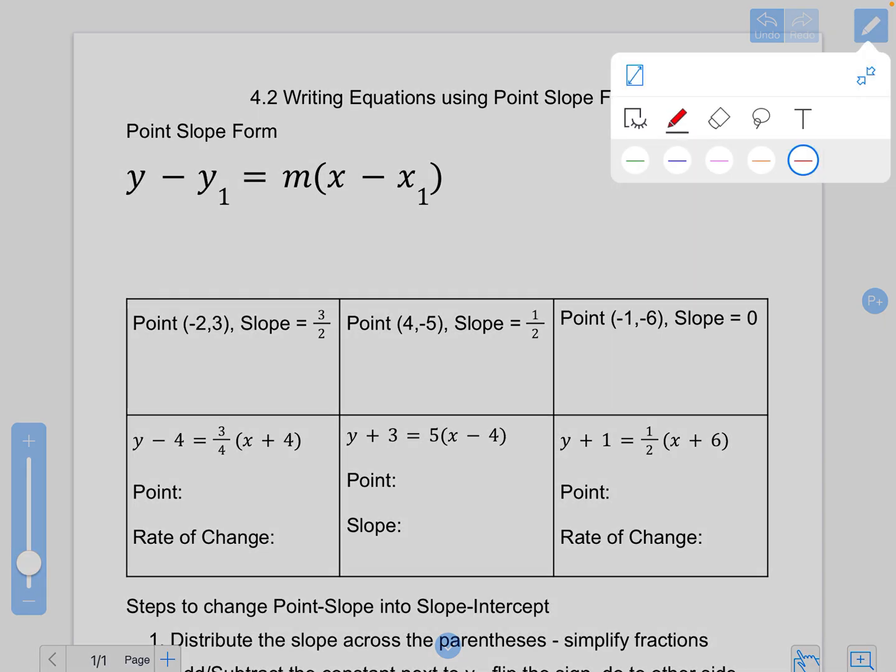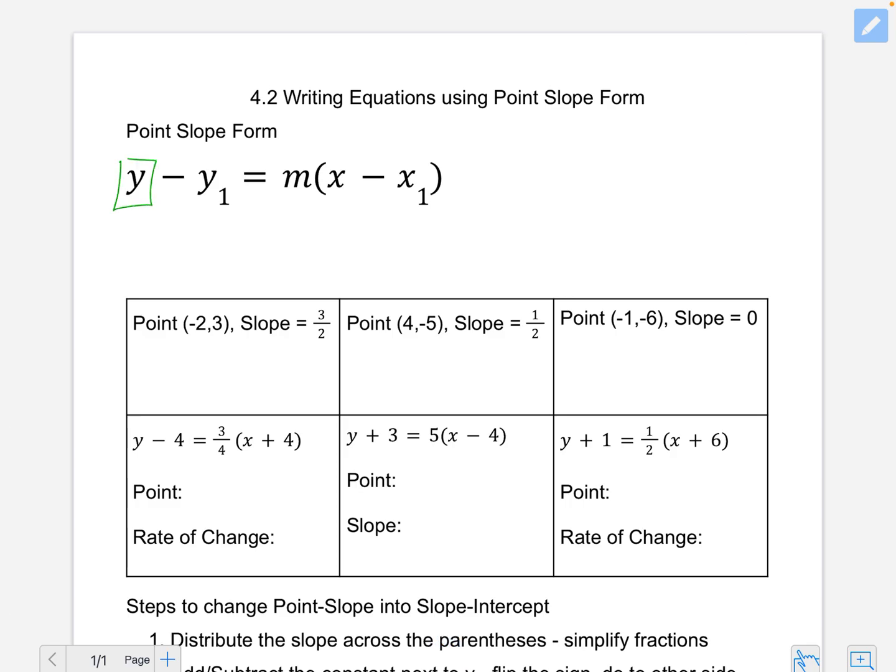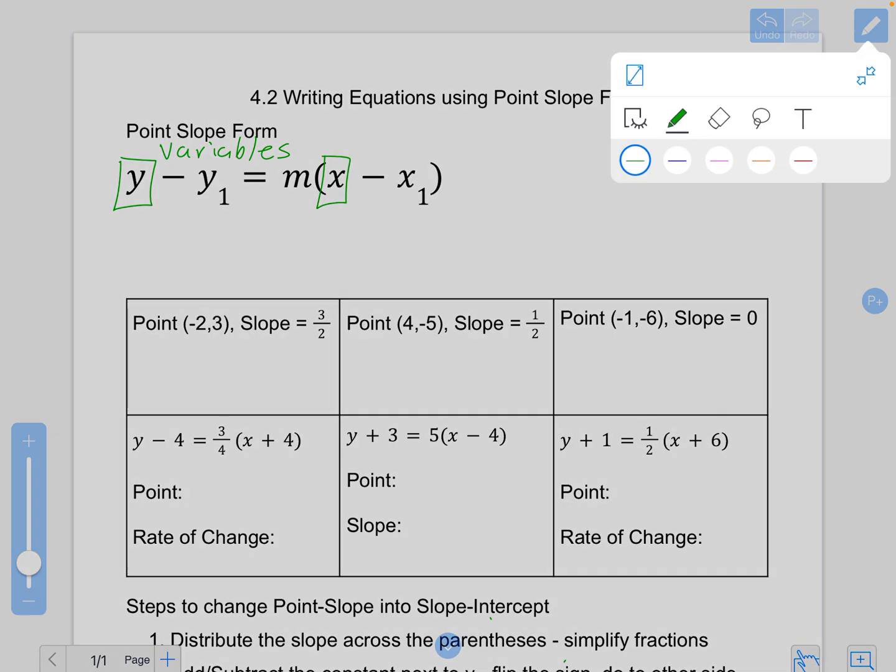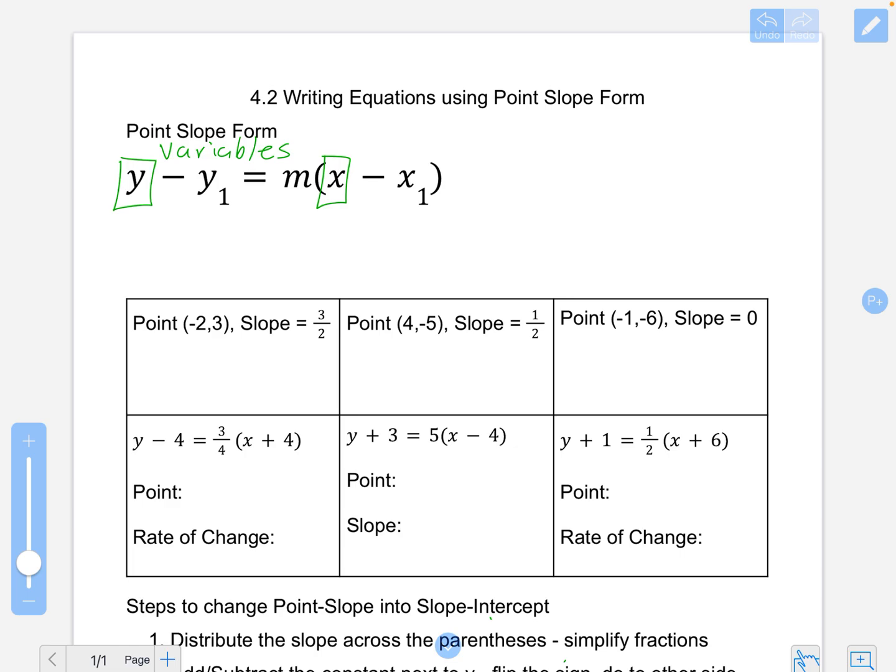Today we're going to talk about point-slope form, how we use it, what we know about it, and how we can turn point-slope form into slope-intercept form. First thing I want to highlight is our y and our x. These are variables, and these variables do not change. Everything else in the equation is going to change, but those two are going to stay.